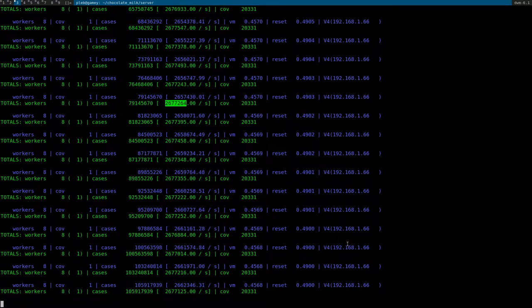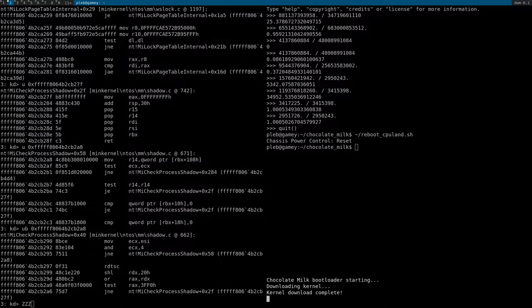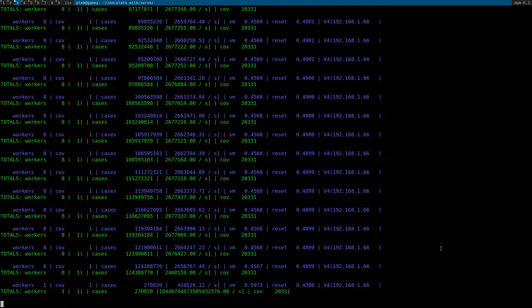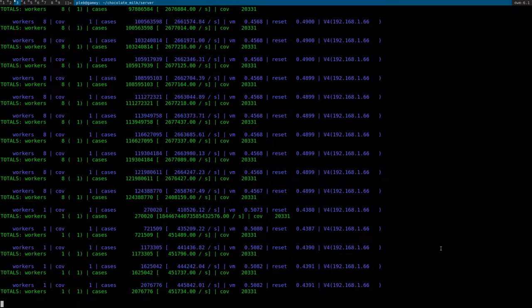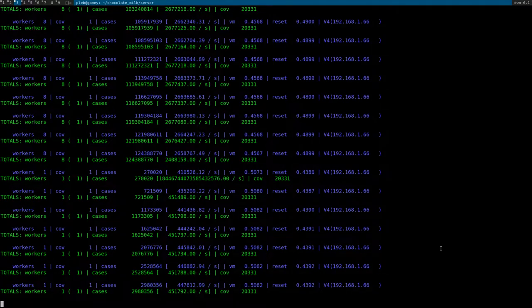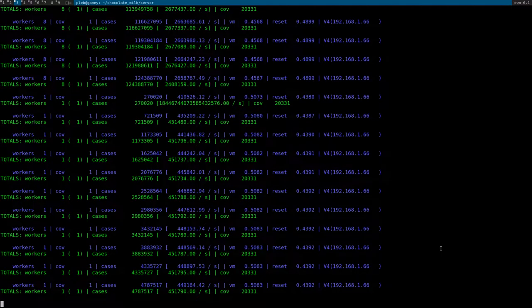and I'm just going to record this. 2677, that's the number. And then we'll reset, and then we'll divide by this number. And then let that stabilize. It looks pretty stable. 451700. Yeah, so we're getting a 6x speed up, even though we're on a quad core.